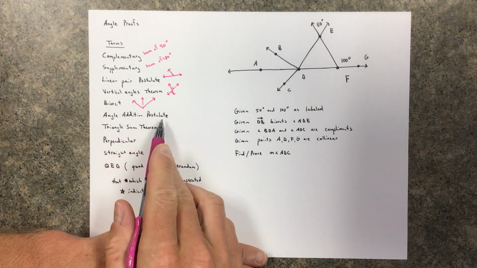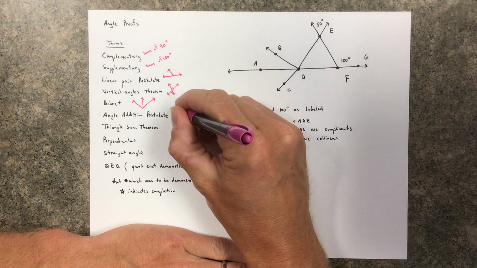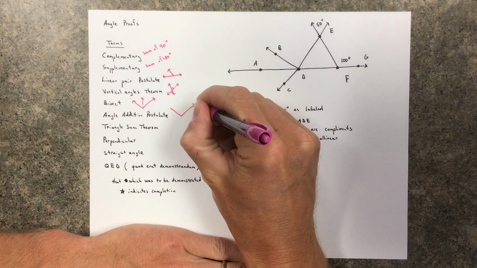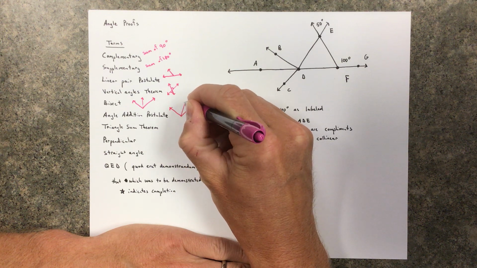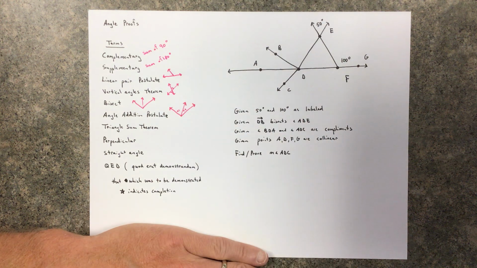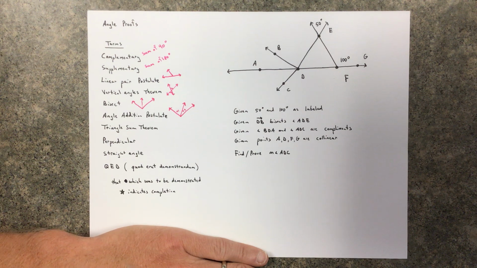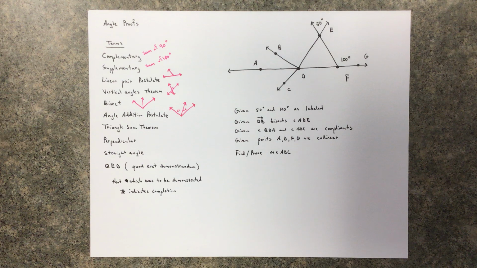The angle addition postulate is talking about a situation where you have something like this. We'll call that angle 1 and we'll call that angle 2. The angle addition postulate is just like the segment addition postulate, and it says angle 1 plus angle 2 equals the total. And so we can use that to talk about the summing up of multiple angles to equal the total.